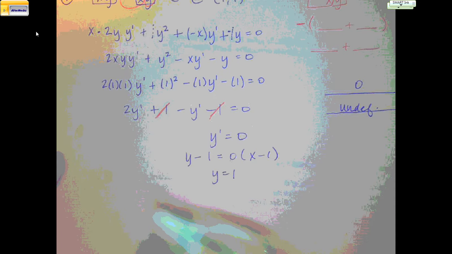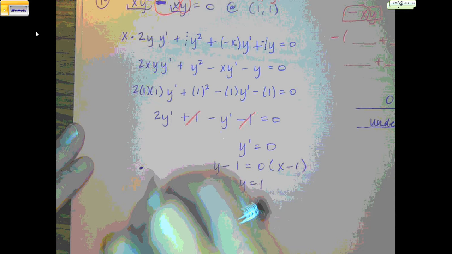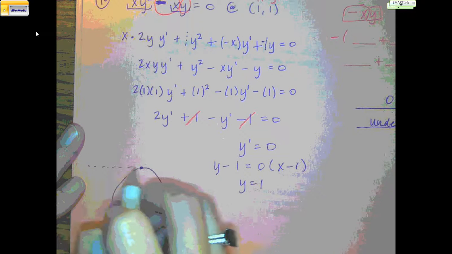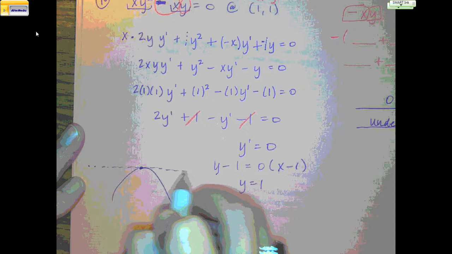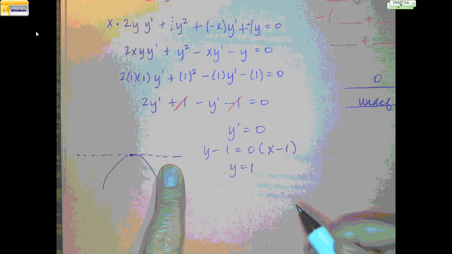At the point 1, 1, regardless of what that graph looks like, they say that the slope is 0, so it's a horizontal line. The equation of a horizontal line is y equals a number. And they gave you that number. It was 1. So y equals 1.